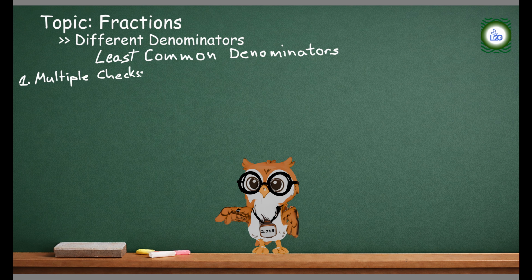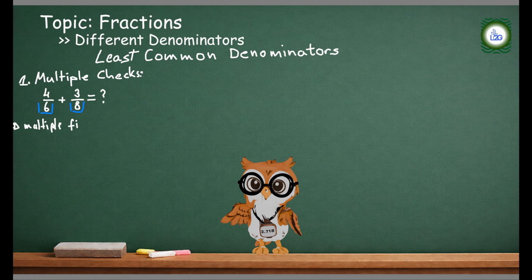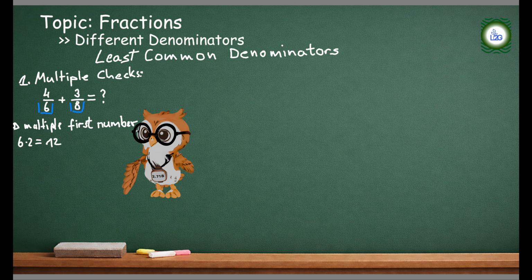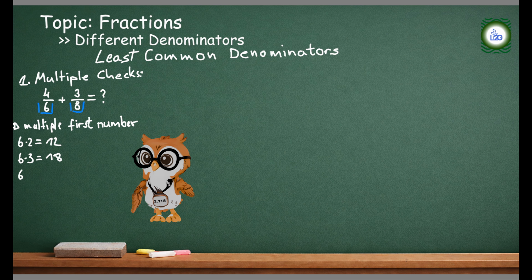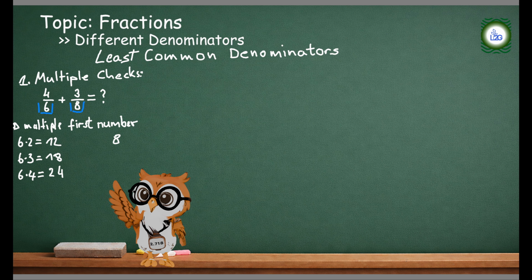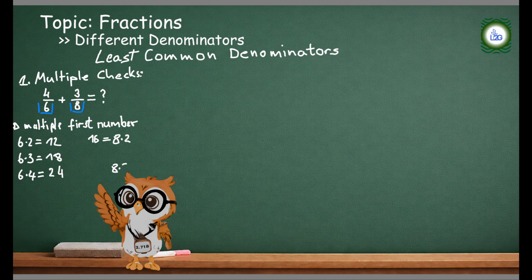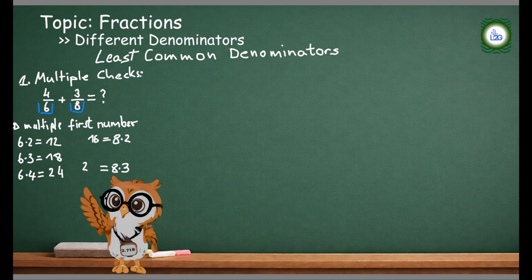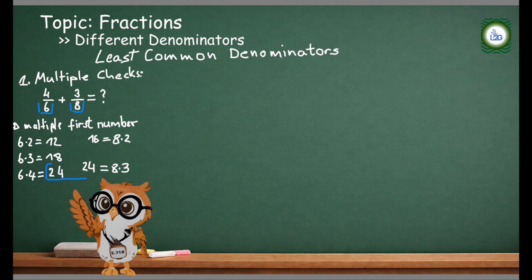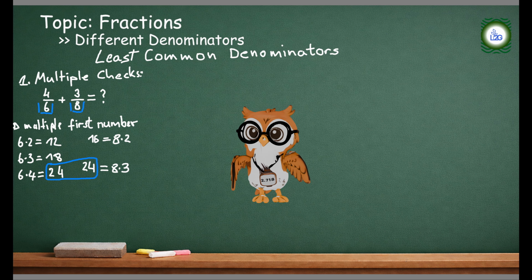Assume we have to add 4/6 plus 3/8. To find the least common denominator, we first look at the multiples of the denominators. For 6, we get 6 times 2 equals 12. 6 times 3 equals 18. And 6 times 4 equals 24. Now we check the denominator 8. 8 times 2 equals 16. And 8 times 3 equals 24. There it is. Our LCD is 24.